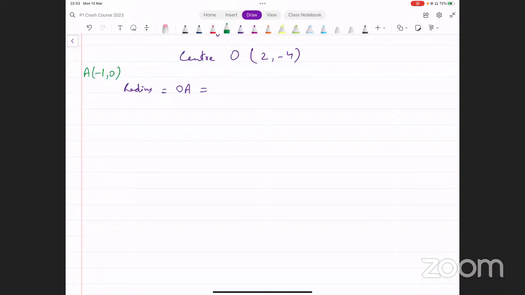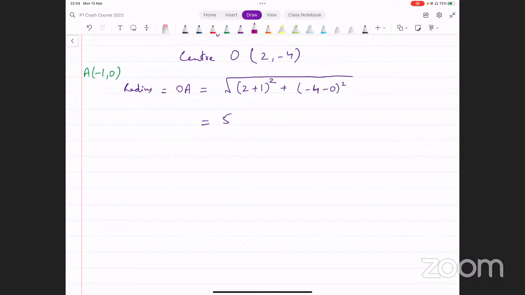Let's use the distance formula to find the radius. OA, that's going to be x2 minus x1 whole square. So that's 2 minus minus 1, that's 2 plus 1 whole squared, plus minus 4 minus 0 whole squared. And that gives us 3 squared plus 4 squared, which is 25. Square root of that turns out to be 5. So the radius is equal to 5.